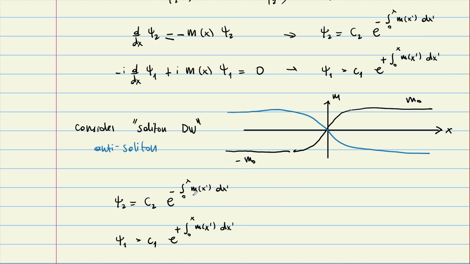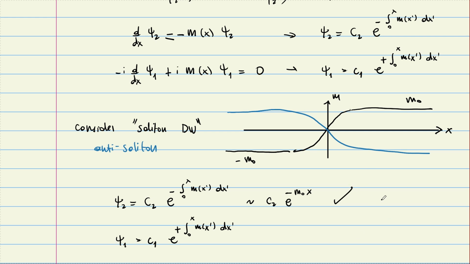So as x, let me also check before if I messed up. Psi1 is c1 plus psi2 is c2. Okay, this is correct. Now I need to consider both x equal to plus infinity and x equal to minus infinity. So this psi2 solution, as x goes to infinity, m goes to m0, and I have something like some c2 e to the minus m0x, which is a decaying solution, right? It doesn't blow up, so this is a good solution.